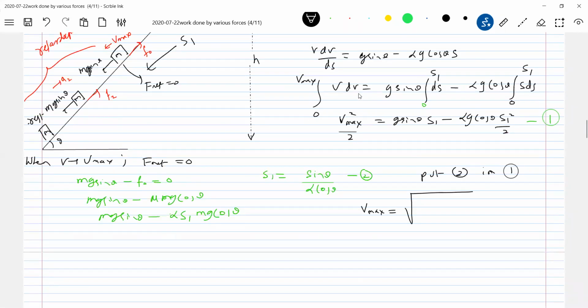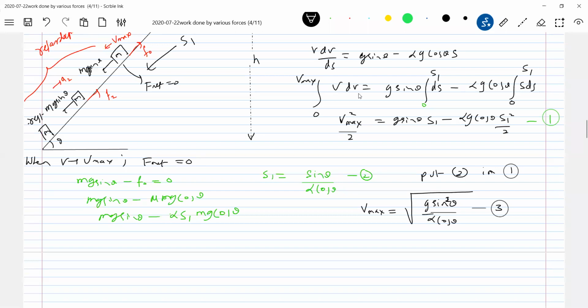Anybody, Vmax? If you give the Vmax value, I'll proceed further. Okay, somebody is giving an answer: g sine theta, g sine square theta. Sir, 3g sine square theta by 2 alpha cos theta. Negative sign is there, no? g sine square theta by alpha cos theta, sir. Yeah, this will be the answer. Okay, now Vmax we got.